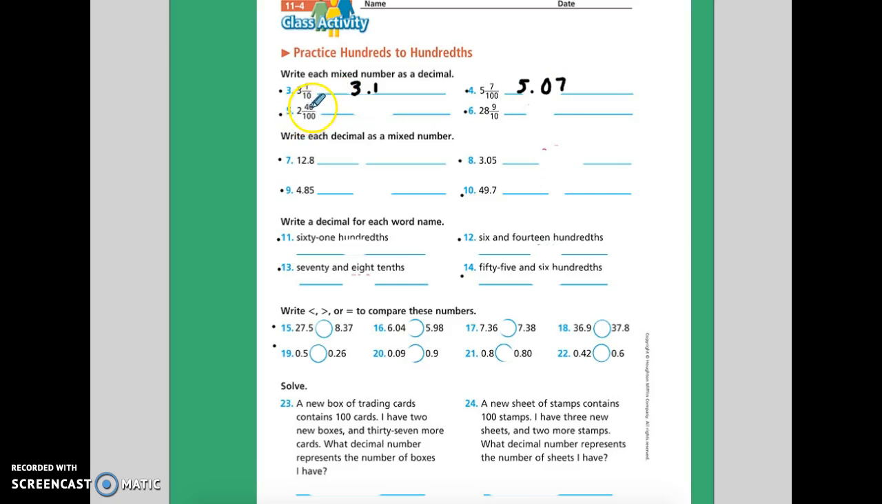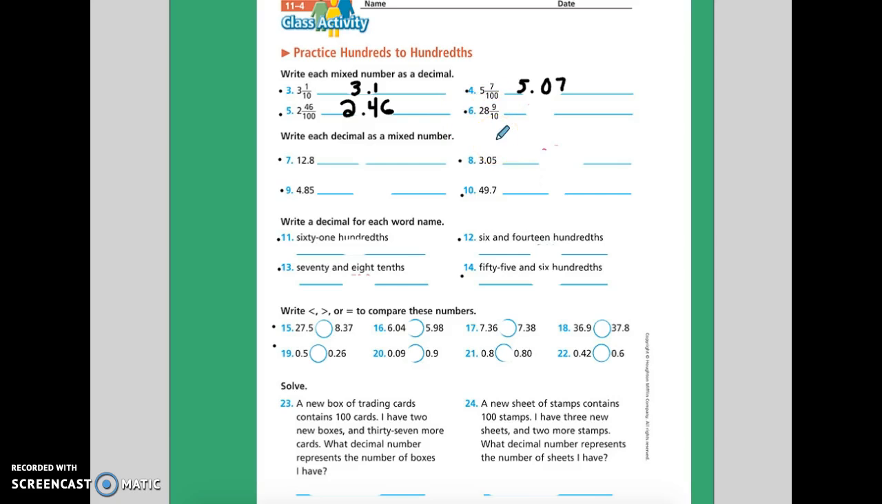All right, let's try one more together. This one is 2 46/100. Again, I'm going to write my 46. I'm going to count my zeros. It's hundredths, so I've got 2 zeros. I'm going to move it over 2 spots, 1, 2. And then I add my whole number. In this case, I have a 2. So I have 2.46. All right, on your whiteboard, go ahead and try this one on your own.